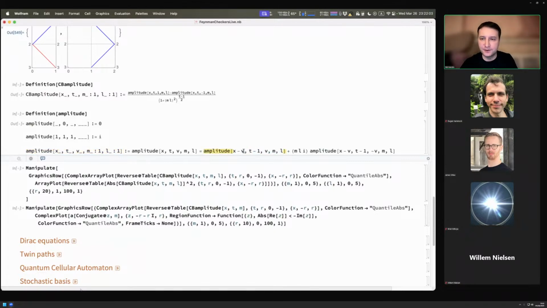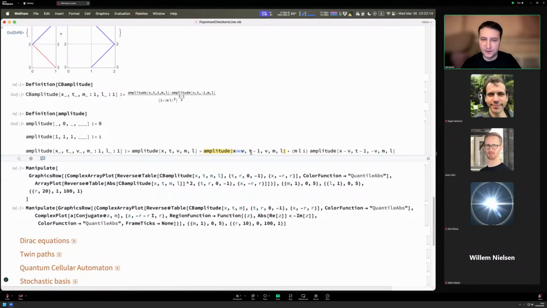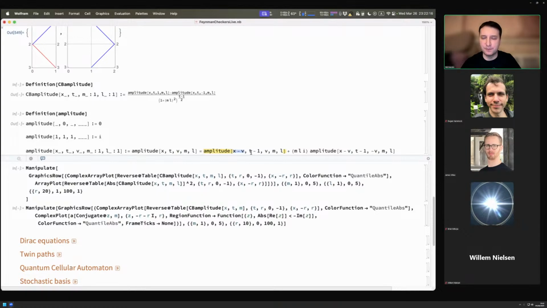One is to the left, or either to the left or to the right, depending on which velocity you take. So if you have a velocity, then you assume that it's backwards minus v is the previous space position given that particular velocity, and you just add them up.